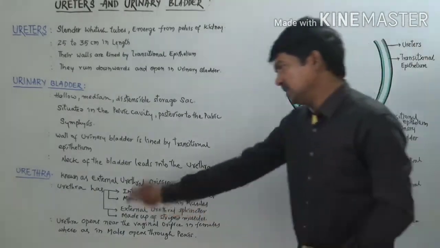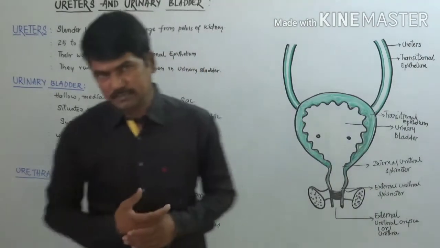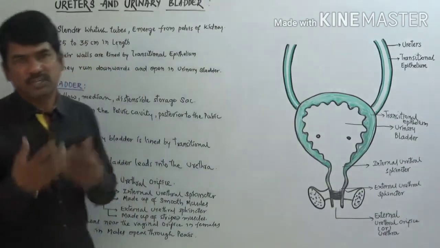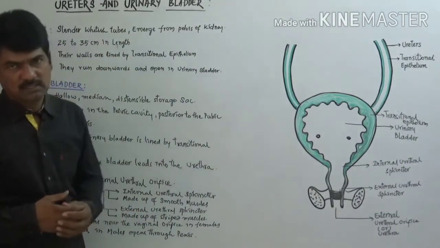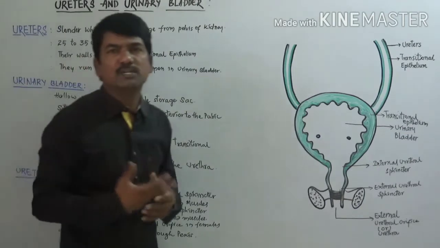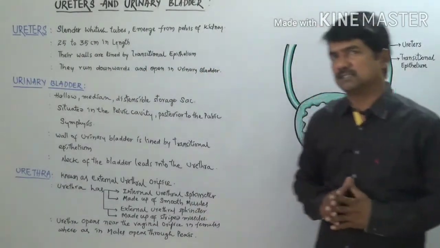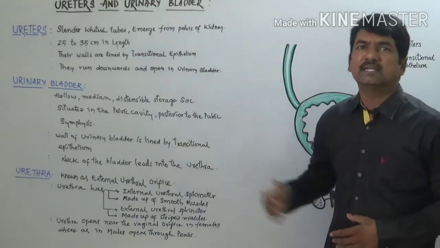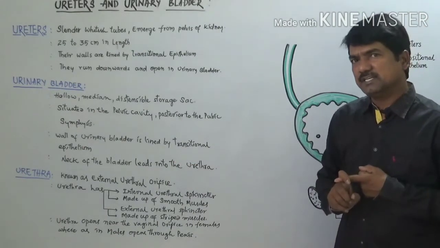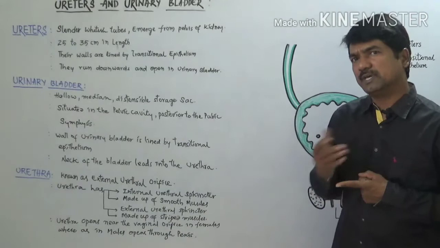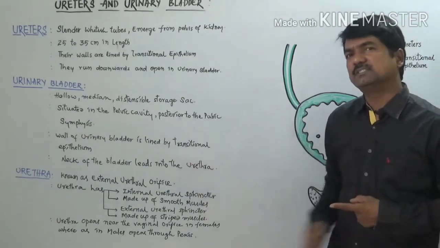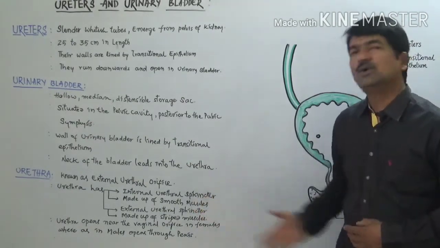And next, there is a specific character here. In females, the urethra opens separately, anterior to the vaginal opening, whereas in males the urethra opens through the penis. So that is the different character we see in males and females. In males, the urethra opens through the penis, whereas in females it opens at the urethral orifice near the vagina.